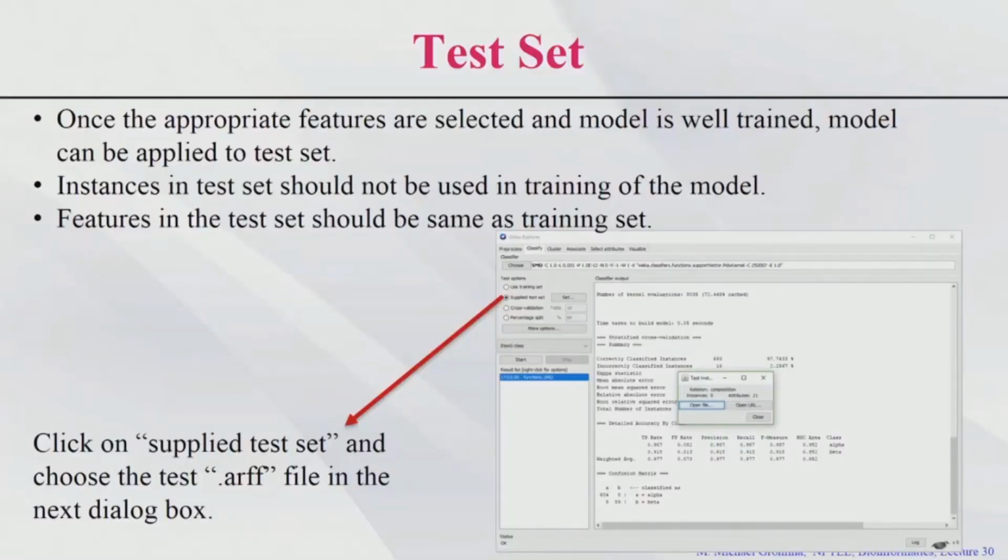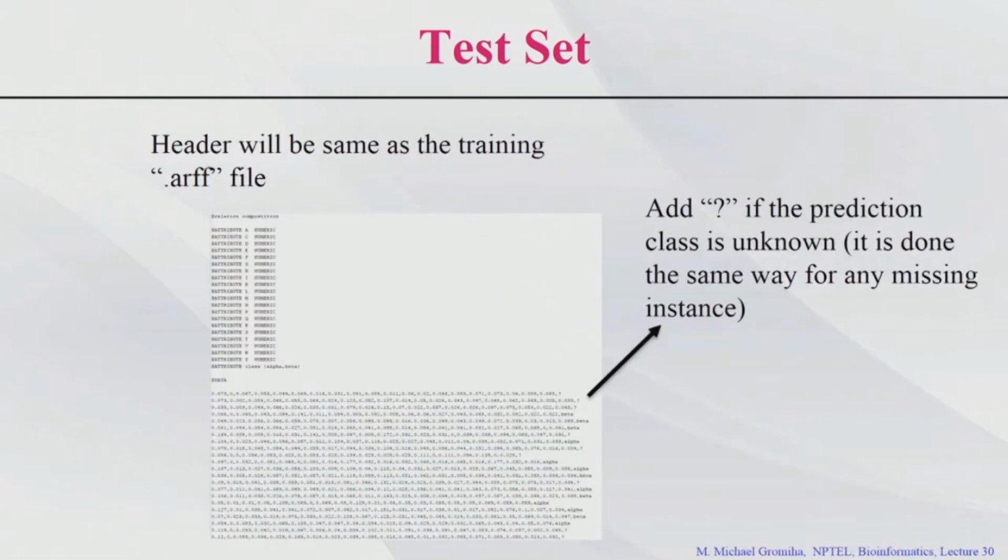Now you can see the test set that I discussed earlier, and how to get the test set. Here, this is the supplied test set. If you click on the set, this box will open. In this case, open the file here. So you can give the file, and then with the supplied test set you can get the data. Now here, this is the data set for the test set.